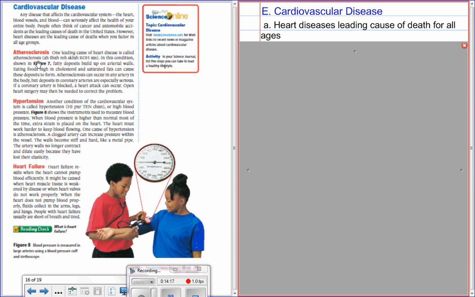So the first disease we talk about is arteriosclerosis. I didn't even say that right.